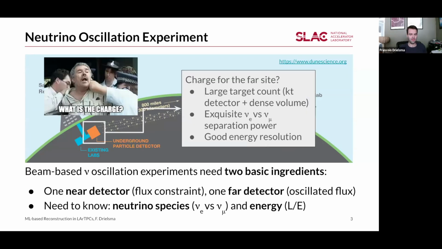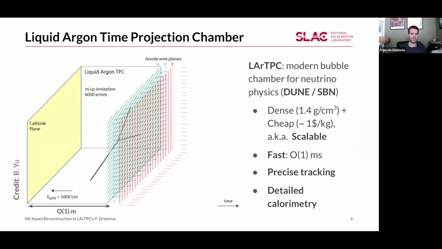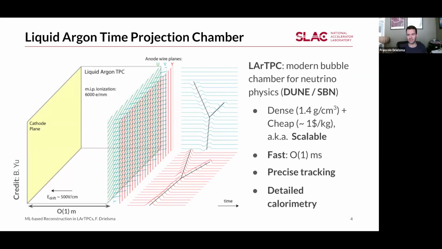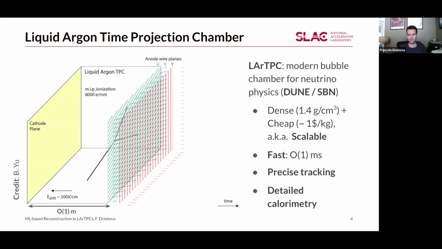If you look at the far detector, which is placed very far away from the production point of the beam, there are a couple of things that you need to achieve. The first thing is that the number of target counts needs to be large, so the detector needs to be very big. You need to have exquisite electron versus muon neutrino separation power, and you need to have very good energy resolution. And so what detector fits the bill? Well, one of them is the liquid argon time projection chamber, which is why this talk is about this detector technology specifically. And it's also the detector technology of choice for DUNE and the short baseline neutrino program.